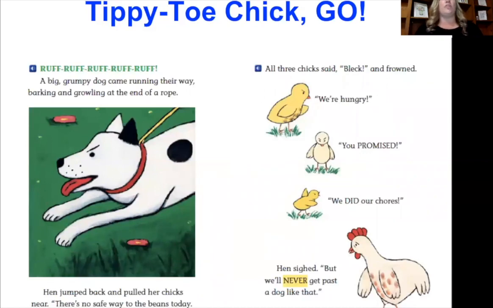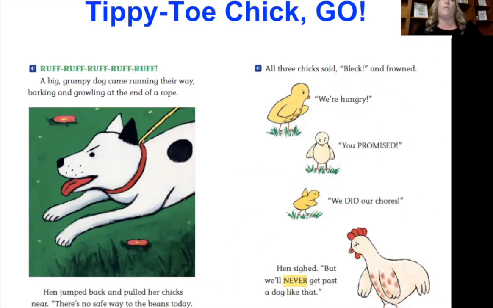How does the author show us that the dog is grumpy? The author shows us that the dog is grumpy by writing ruff, ruff, ruff in all capital letters. The author also says the dog is growling. The dog is also obviously angry by the way the illustrator drew his face. He has an angry facial expression.